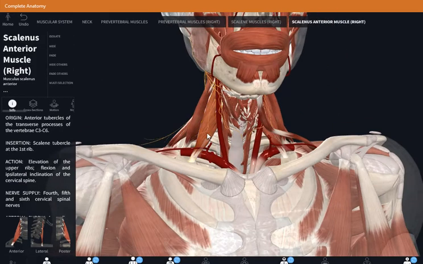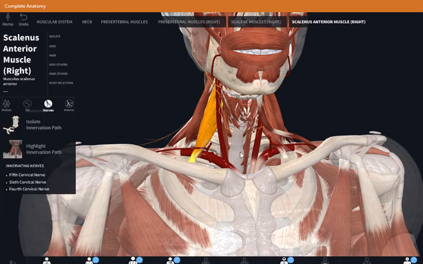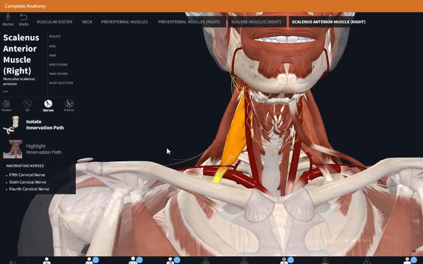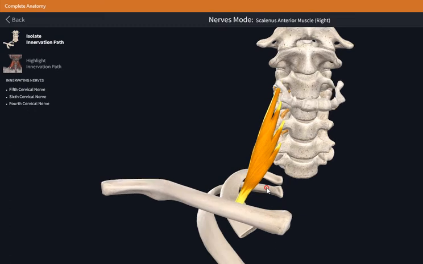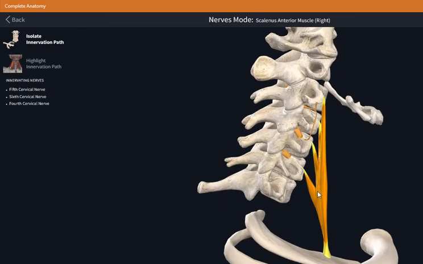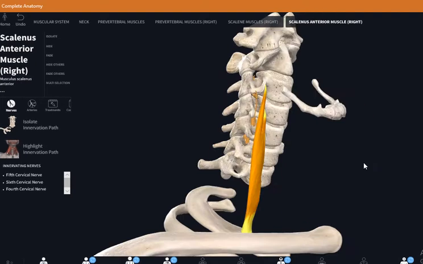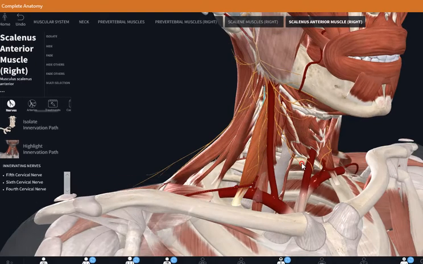For the anterior scalenus muscle, you can now see the nerve supply. If you isolate it, you're going to see that the anterior scalenus muscle receives from the fourth, fifth, and sixth cervical nerves directly. So it does not pass through the cervical plexus.